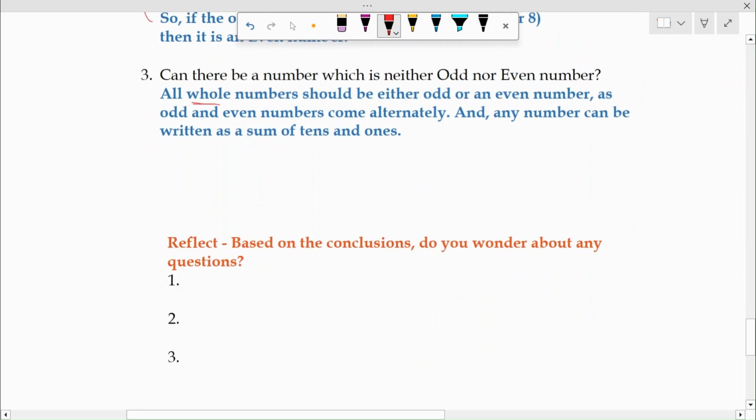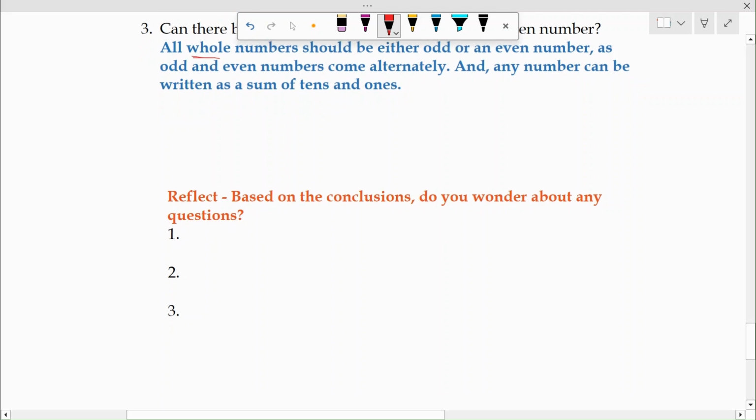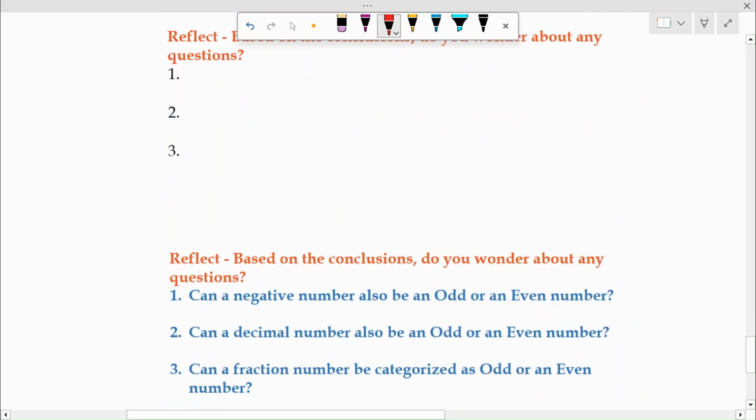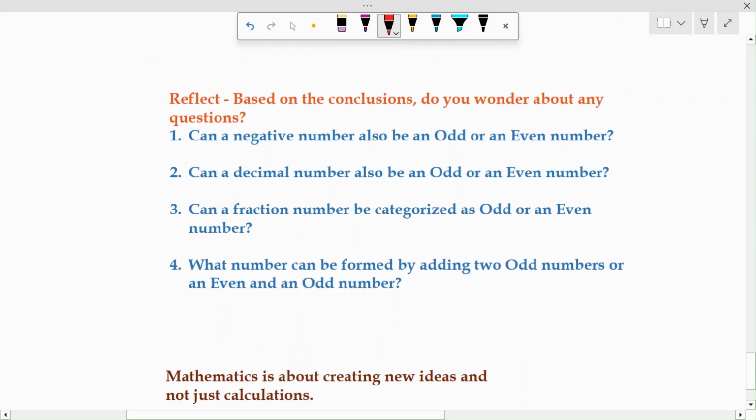Yeah. So let's take a minute to pause and reflect based on the conclusions and the questions we have asked. Do you come up with any new questions that will make you wonder about, okay, if you say so, then how can I say about some other numbers that I know? Think for a minute and come back now. So I could think of some questions like these. Maybe you could have some more questions. Do share them in the comment section.